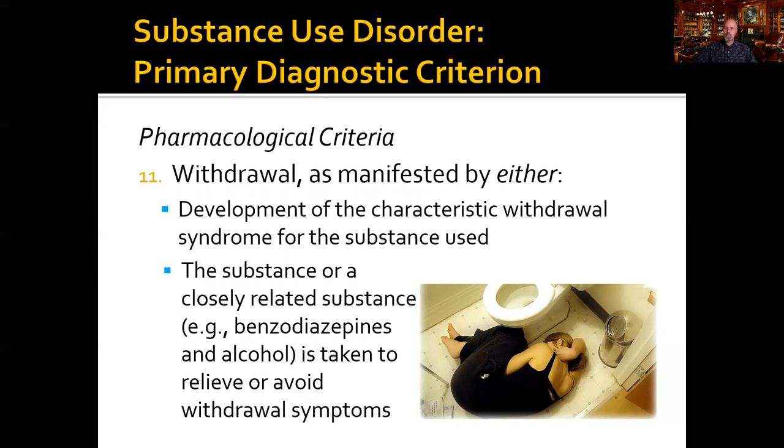Note that if the person is taking the substance or a closely related substance to avoid withdrawal symptoms, then you have evidence of withdrawal. If somebody is using a maintenance dose of heroin to avoid kicking or getting sick, then even though they're not showing withdrawal symptoms, that by itself is evidence that they would have withdrawal symptoms if they weren't continuing to use. Or if somebody's taking Valium when they stop drinking, or a variation of benzodiazepines to avoid the withdrawal symptoms, then you have evidence that there's actually withdrawal.